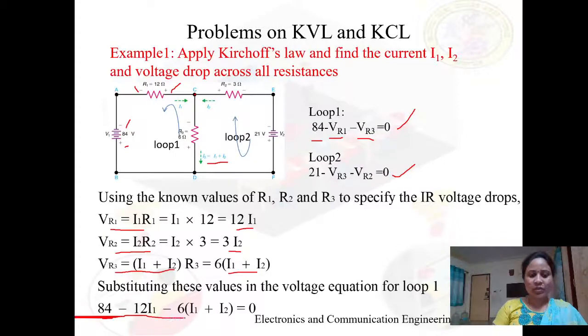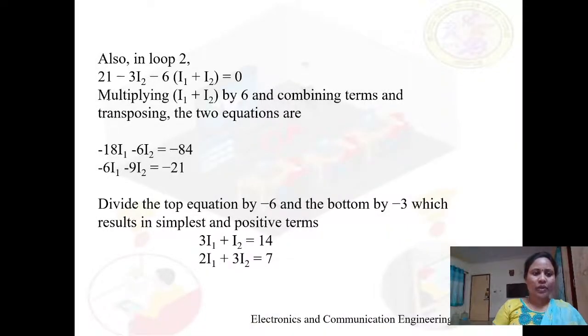VR1 is 12 into I1 and VR3 is 6 into I1 plus I2. Next, consider the second loop equation. We will substitute VR3 and VR2. Therefore, the second loop equation becomes 21 minus 3I2 minus 6 times I1 plus I2 equals 0. Now, we have to calculate I1 and I2.